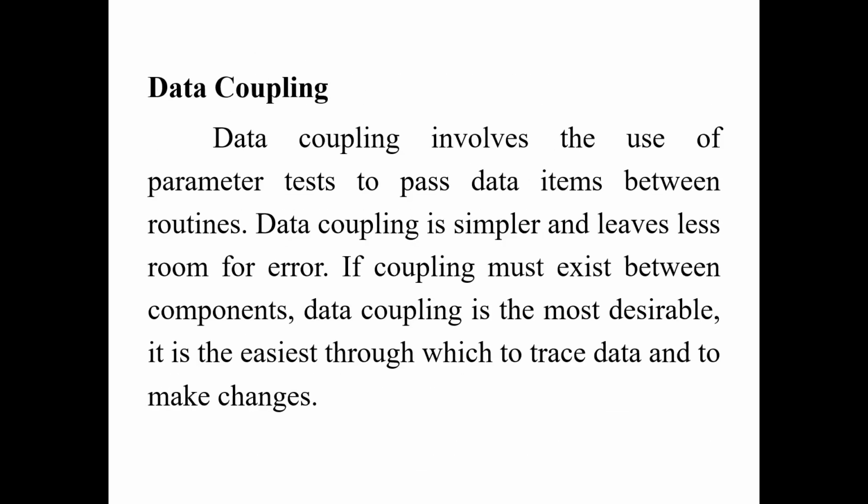And the last one is data coupling. Data coupling involves the use of parameter lists to pass data items between routines. Data coupling is simpler and leaves less room for error. If coupling must exist between components, data coupling is the most desirable. It is the easiest through which to trace data and to make changes. This is how the software design can be measured through coupling.